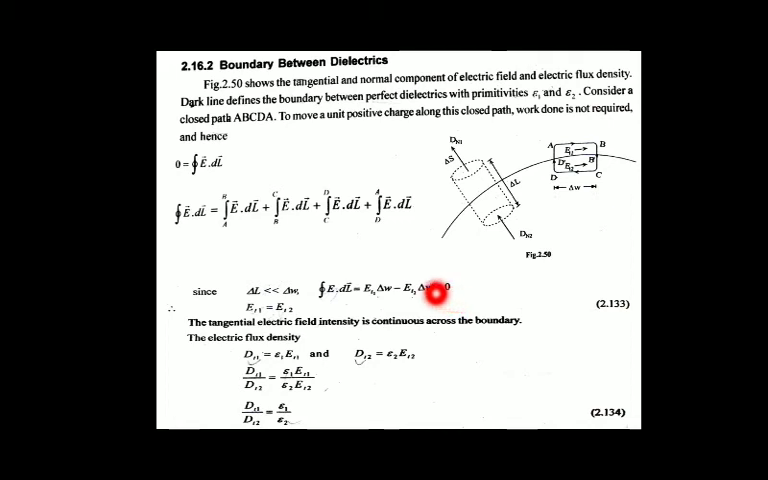From the electric field intensity we can calculate the electric flux density also, by using the standard equations: Dt1 equals ε1 Et1, and similarly Dt2 equals ε2 Et2. This is the ratio: Dt1 by Dt2 equals ε1 by ε2.